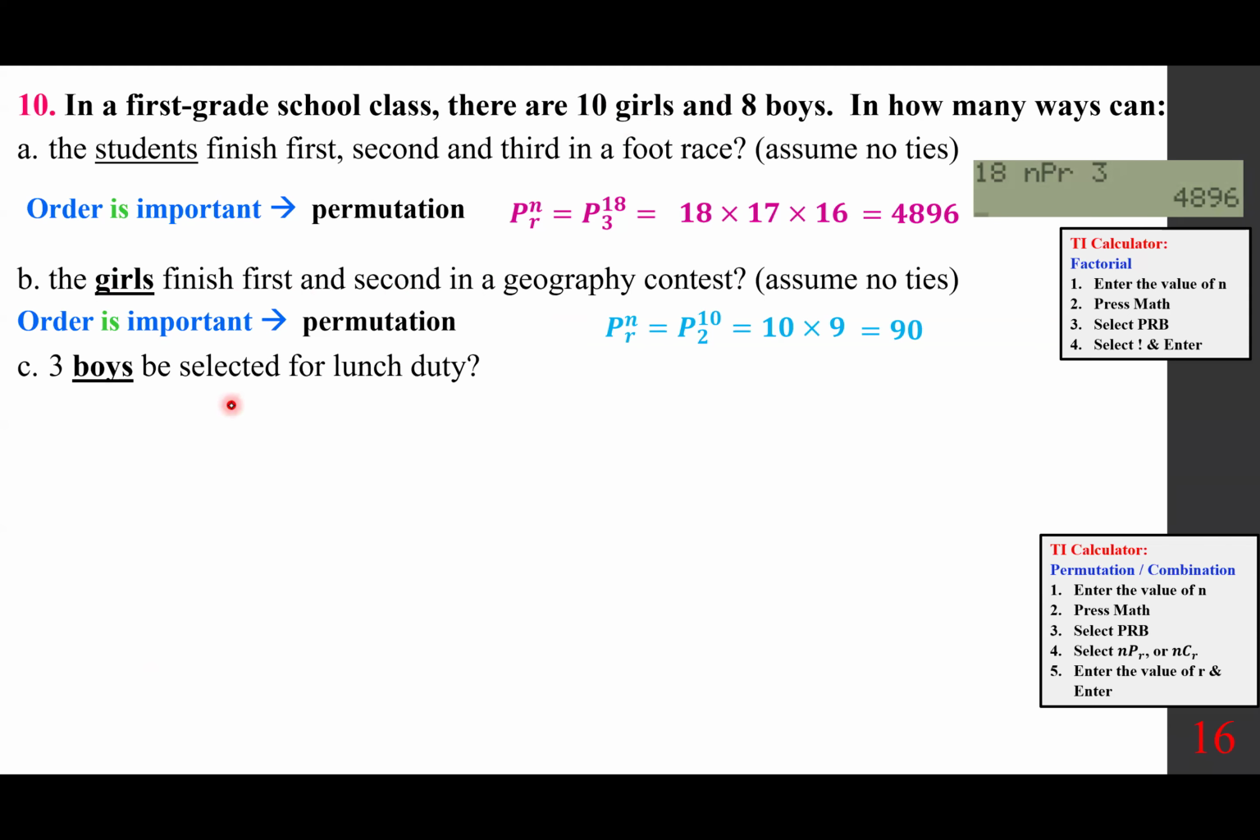3 boys be selected for lunch duty. So we are dealing with only n being 8, and we want 3 of them, and order is not important. It's the combination of 8, choose 3. 8 factorial over 3 factorial times 5 factorial is 56. It's very straightforward.